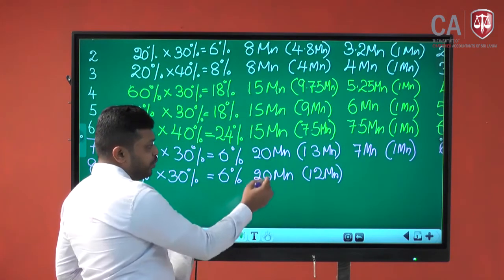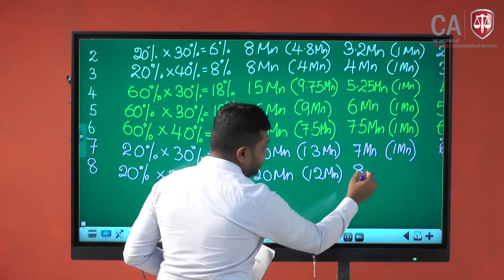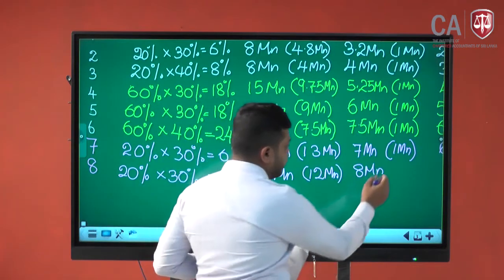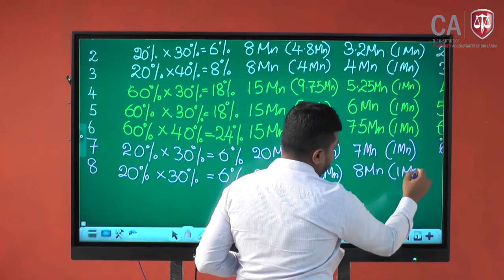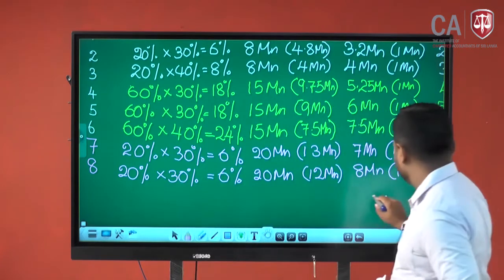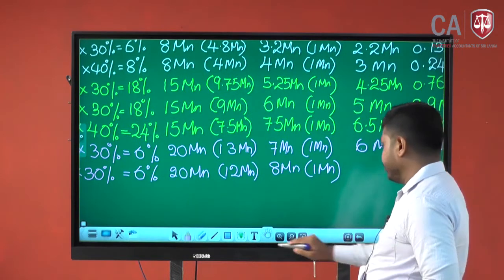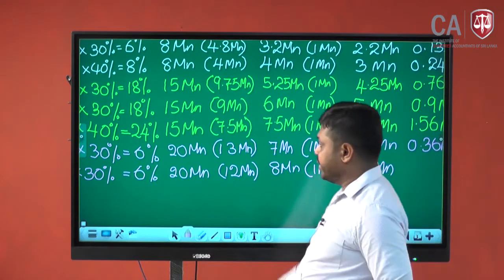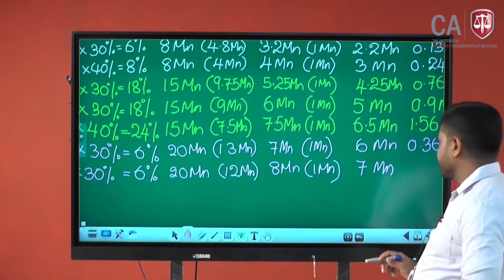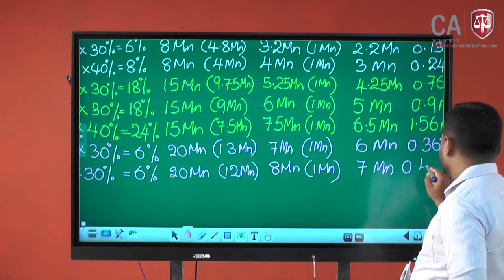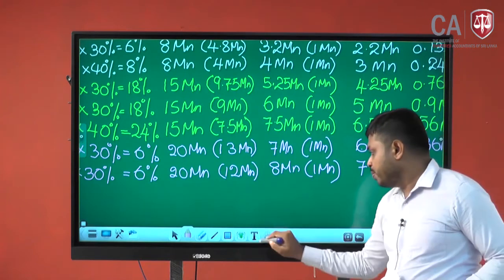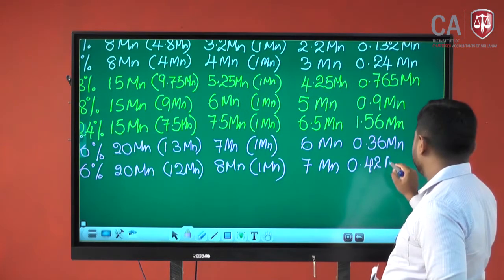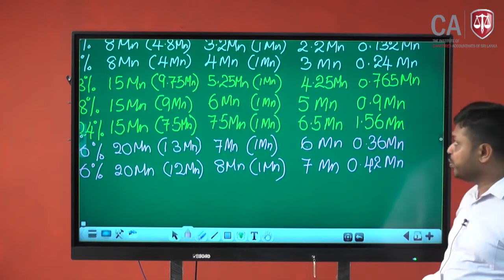Your contribution will be 20 minus 12, 8 million. 8 million minus 1 million, that is the fixed cost. Then you will be able to calculate the net profit of 7 million, joint probability 6%, 7 million into 6%, 0.42 million. 0.42 million is the expected net profit.